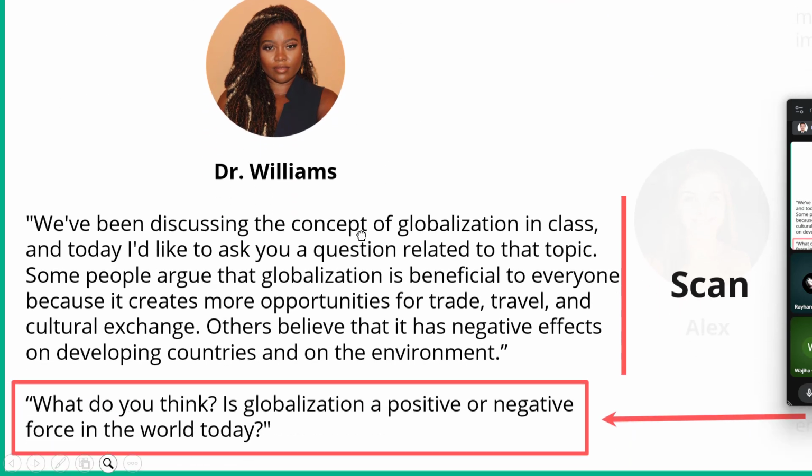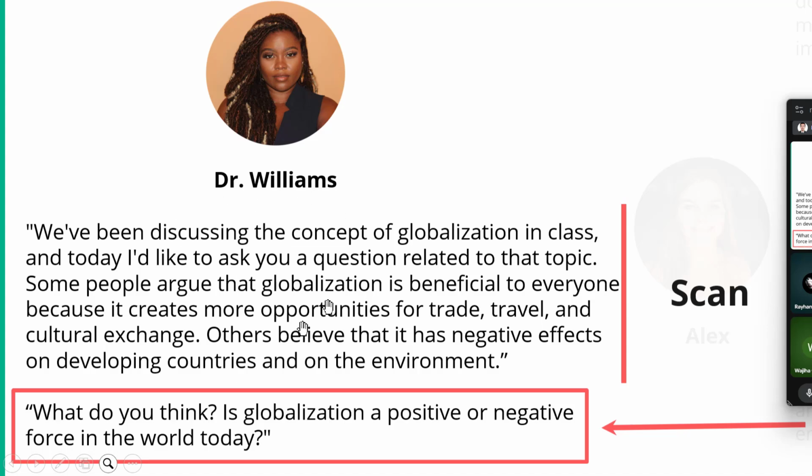And after that, we have, as you can see, Dr. Williams. It's the professor. And here we have the background idea. When we are writing, scan this part because it really gives you a good clue in order to understand the question. So understanding the background and then using that background information to understand the question deeply are the two important sections for this part as well.